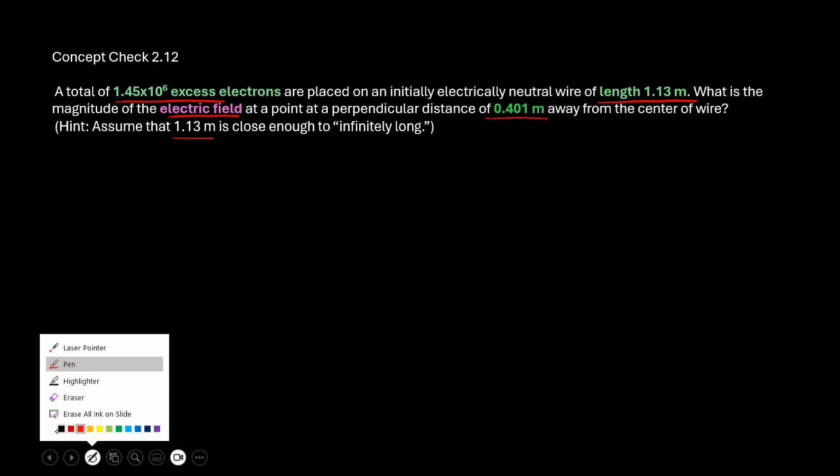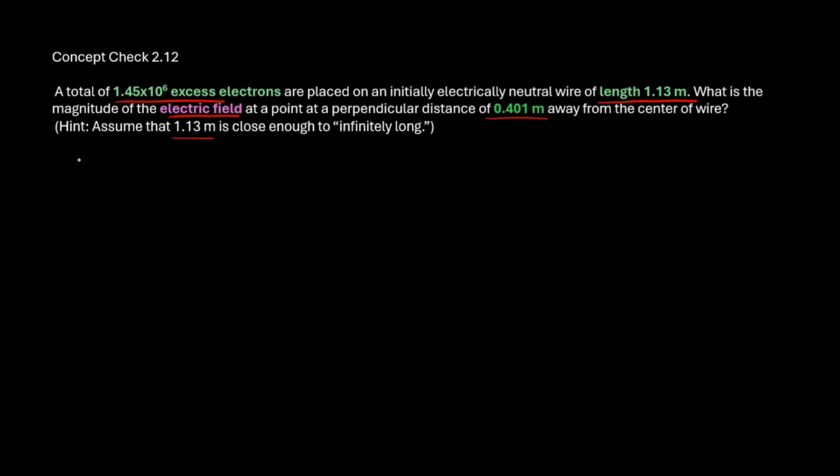So let us first write down what is given to us. We have the number of electrons N, which is 1.45 times 10 to the power 6. And then we have the length of the wire, which is 1.13 meter. And we have the perpendicular distance of the point from the wire, which we take as r, 0.401 meter away from the center. We need to find what is the magnitude of electric field.